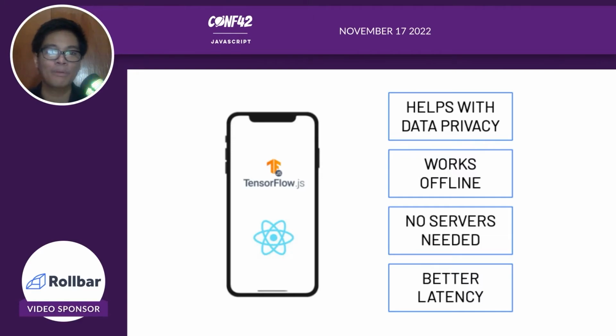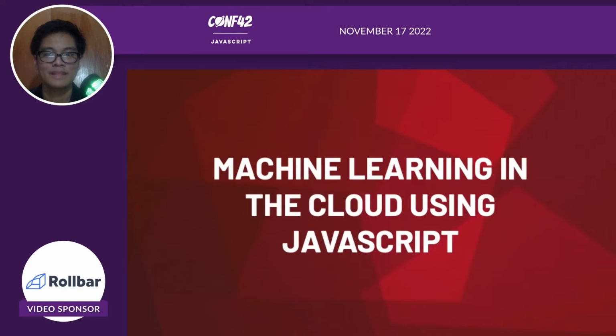So this is an example of how you can use machine learning models in your mobile app. So if you have, let's say, something like React Native and use TensorFlow.js, then you can do something like this. Now let's talk about machine learning in the cloud using JavaScript.